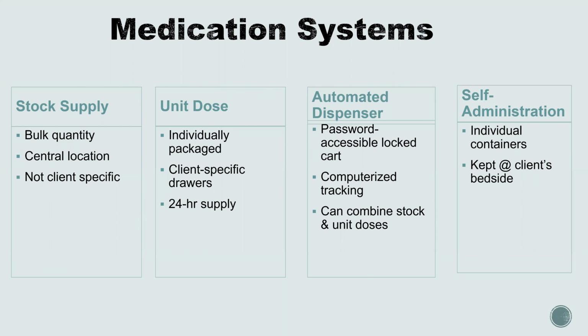So, medication systems. You'll be able to get your medications in a variety of formats as you hit the floor as a nurse. Okay. So a stock supply means that you get it in bulk quantity. Stock supplies require that you measure each dose each time the patient needs it. So the potential for measurement error is present each time a dose is prepared, okay?